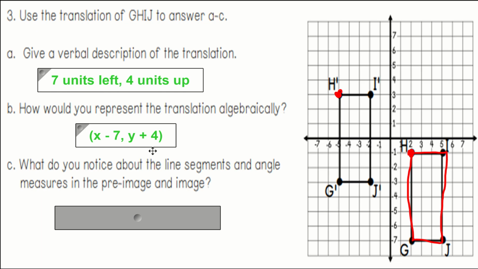And that's just to point out, two shapes are congruent. We mentioned that yesterday. When we have a translation, it's going to be the same exact shape, same exact size, just different location. Any questions on that?